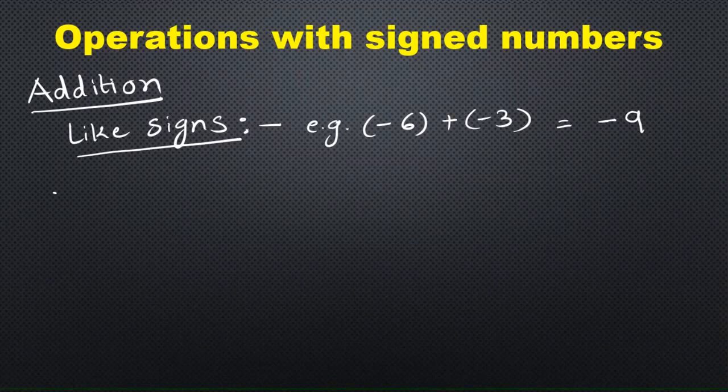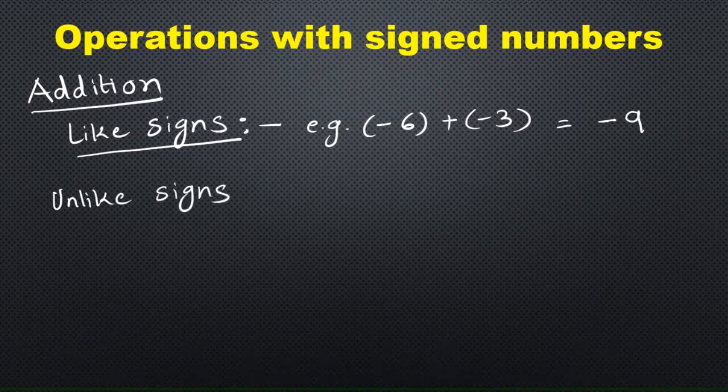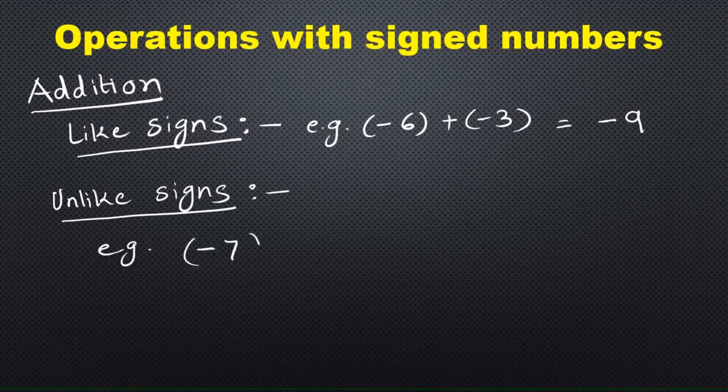Now let's see addition for unlike signs. For example, -7 plus 3. So what will be the answer? Here we are going to add -7 and +3. You see, 7 has a minus sign and 3 has a plus sign. They are unlike signs, they are different signs.